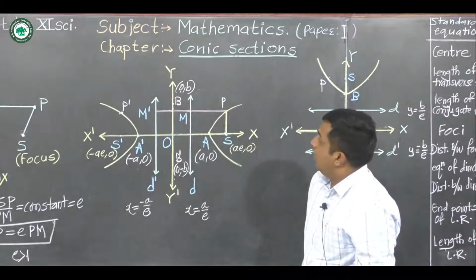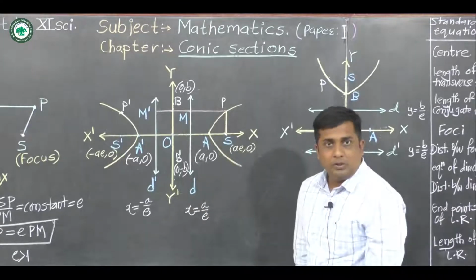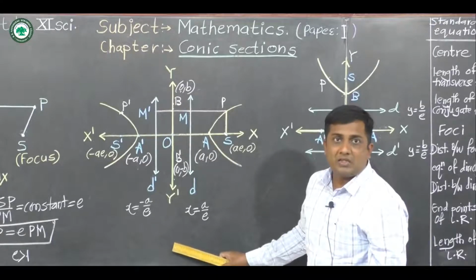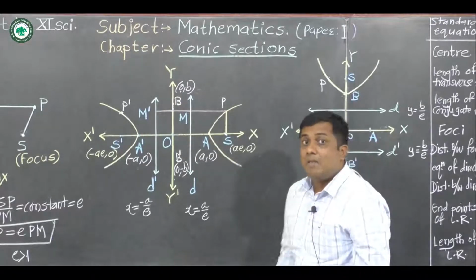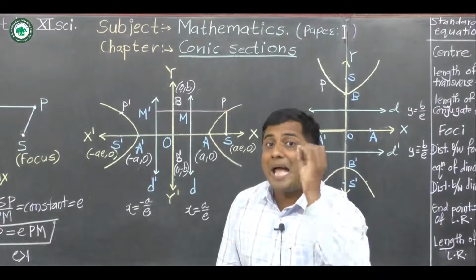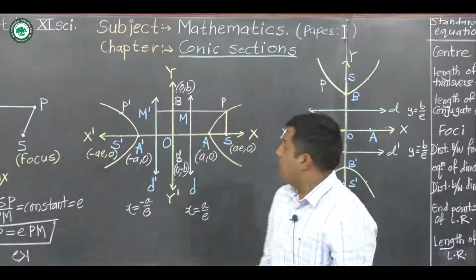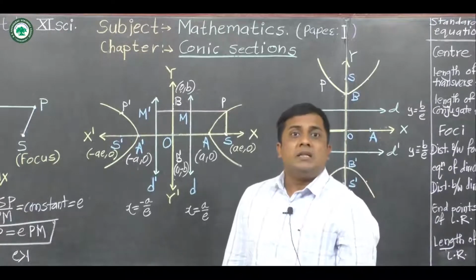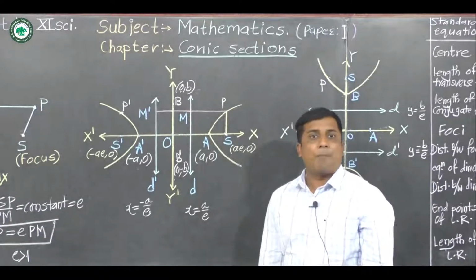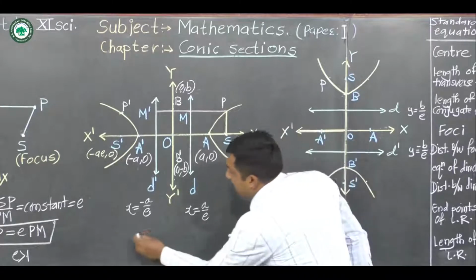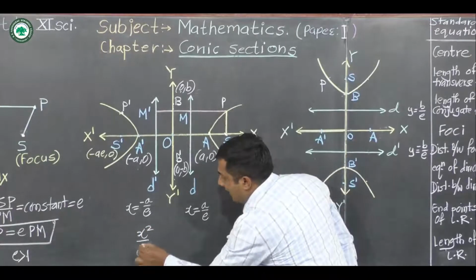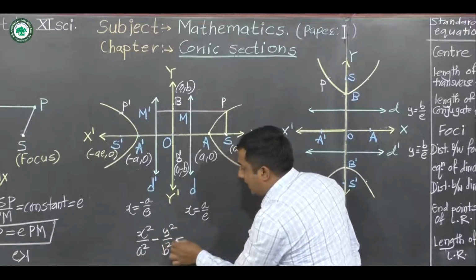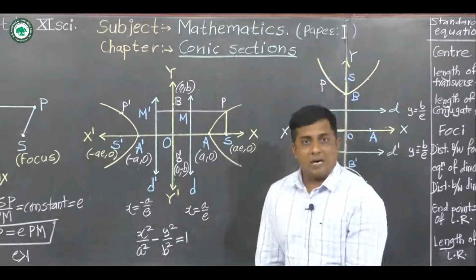So this curve does not intersect the y-axis, but we consider the points on the y-axis. So for this figure, or this concept, we get the standard equation of the hyperbola, which is x square upon a square minus y square upon b square is equal to 1.